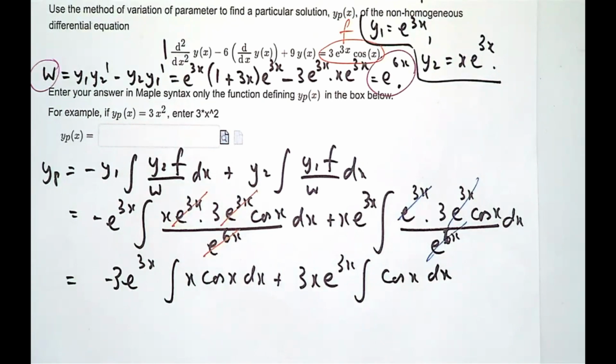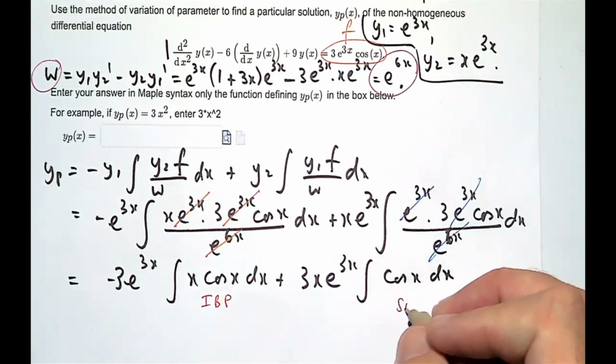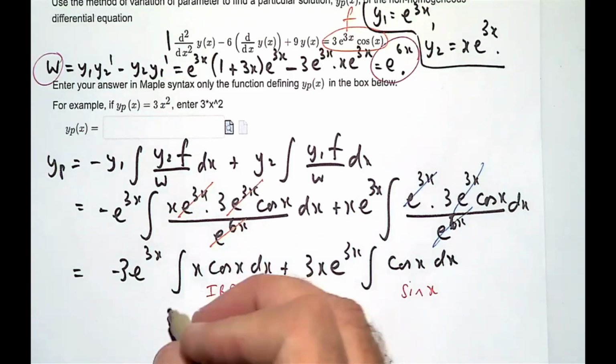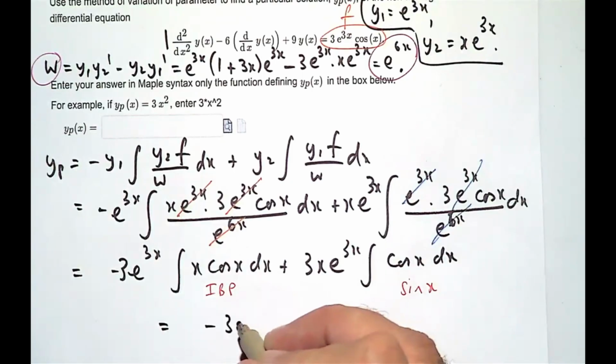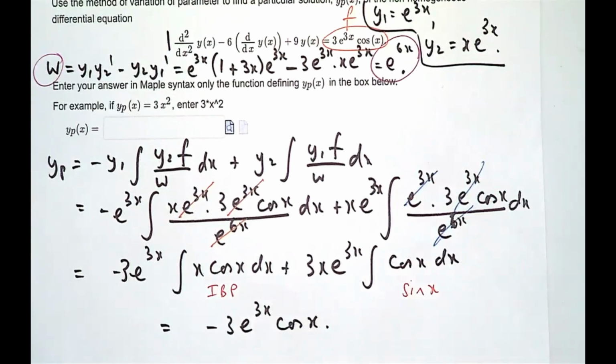Okay, so that's really what we're looking at now. The second integral is going to become sine of x. The first integral, you can do integration by parts. So if you integrate by parts, this is what I got as my final answer.